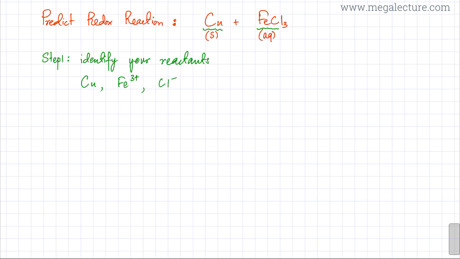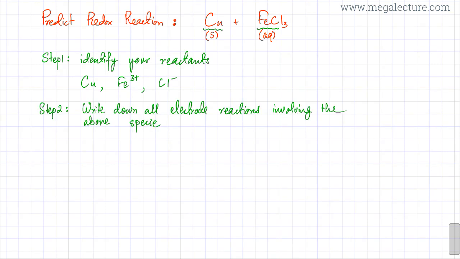So that is our first step, and we have figured out that we have three reactants. We have copper, we have Fe3+, and we have Cl-1. Now, one of the species in these three would be the one that would be gaining electrons. There would be another species between these three that would be losing electrons. So now we're going to move to the next step and try and figure out which substances are the ones that are losing or gaining electrons in these three reactants.